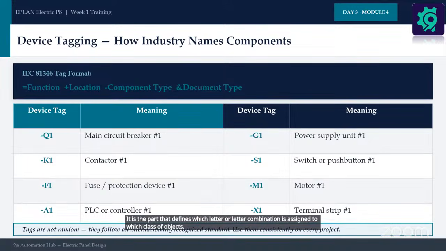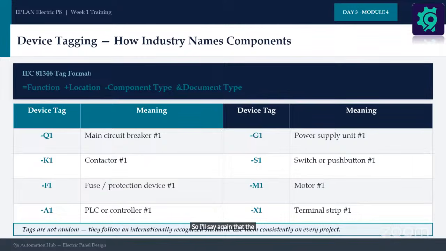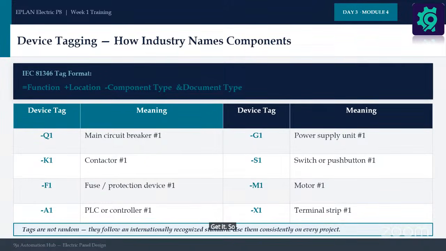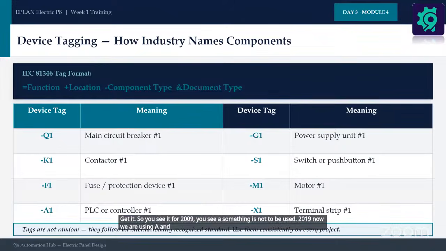So I'll say again that the 2019 edition is the current version. You see the 2009, so check very well. I'm saying it again, 2009 is everywhere online. It seems the 2019 is for sale, but I told you the AI trick to get it. So when you see something in the 2009 that is not to be used, in the 2019 we are using new letters.